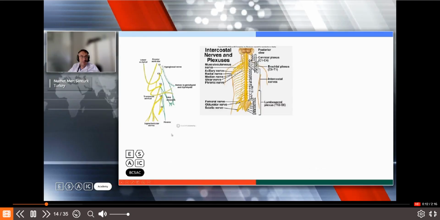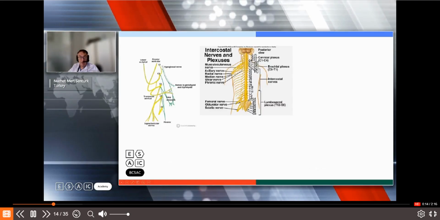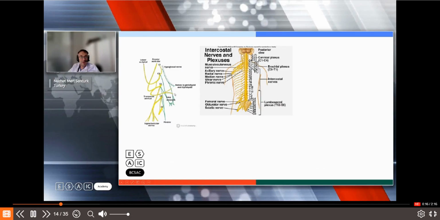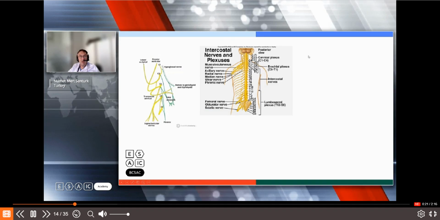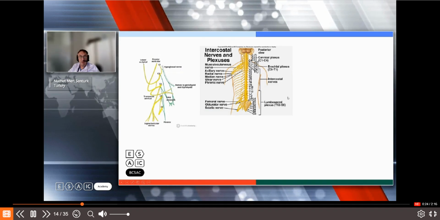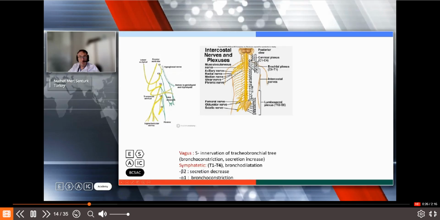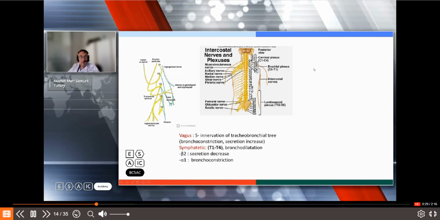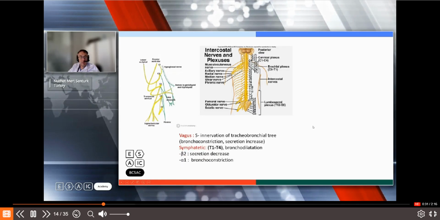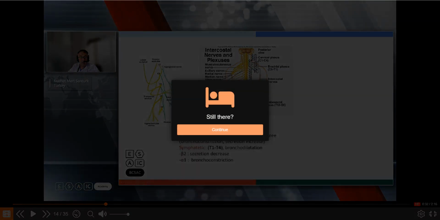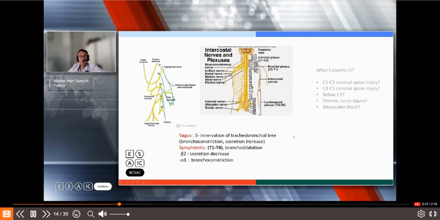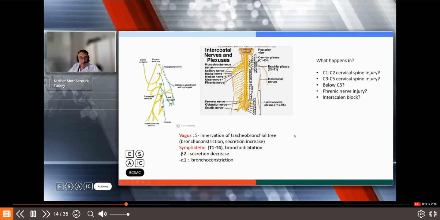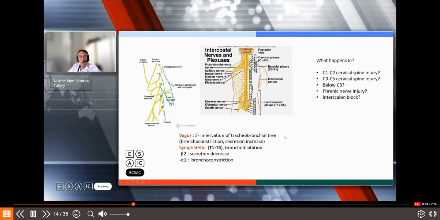Normally, we have the phrenic nerve for the diaphragm, which comes from C3 to C5. Then we have an intercostal nerve for each intercostal muscle. And we have to know that the vagus is responsible for the sensory innervation of the tracheobronchial tree. And then we also have the sympathetic innervation from T1 to T4.